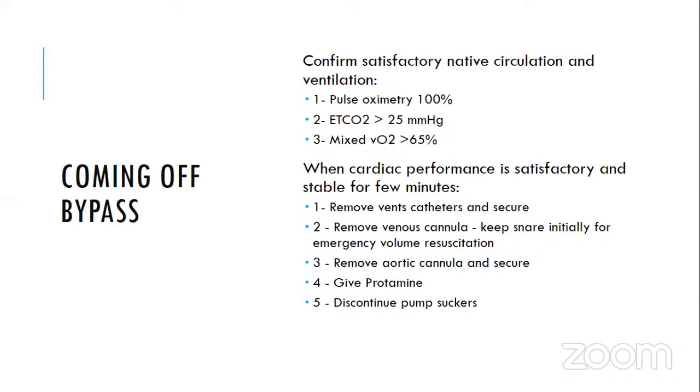When cardiac performance is satisfactory and stable for a few minutes, remove the vent catheter and secure it. Remove the venous cannula and keep the snare initially for emergency volume resuscitation. Remove the aortic cannula and secure. Give protamine, discontinue the pump sucker.